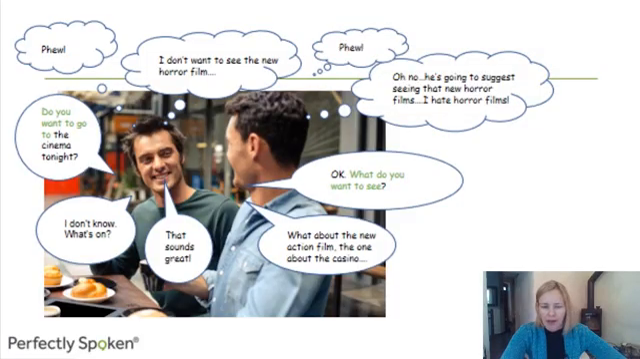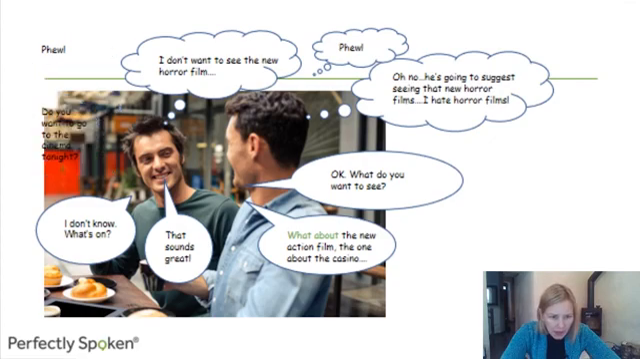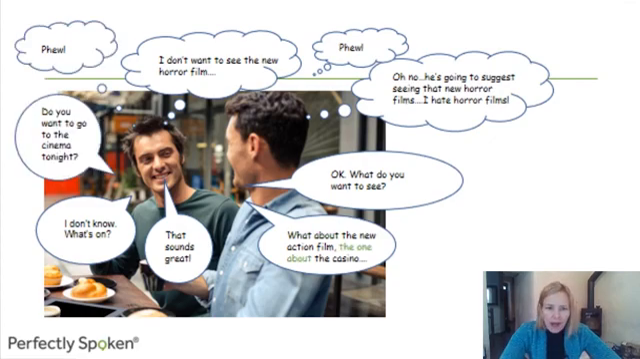And then here we have, wait one moment, I'm just going to move this. Okay, so here we have, do you remember, what about the new action film? And here you say the one about. Now the one here is not talking about one, the number, it's talking about the film. So the one about the casino, or the one about the crime, or the one about the spies. It's a very common expression we use when we're talking about films or television programs.